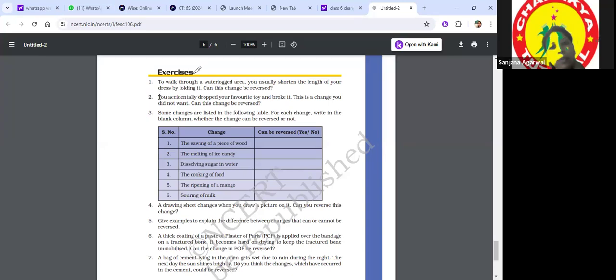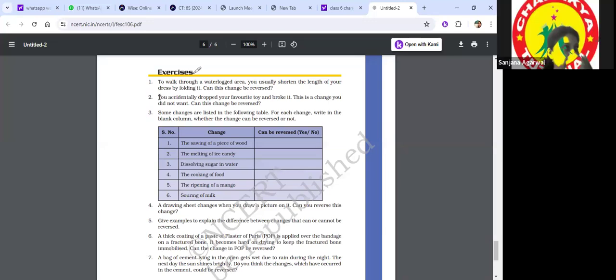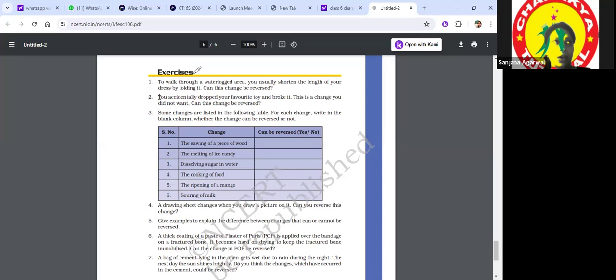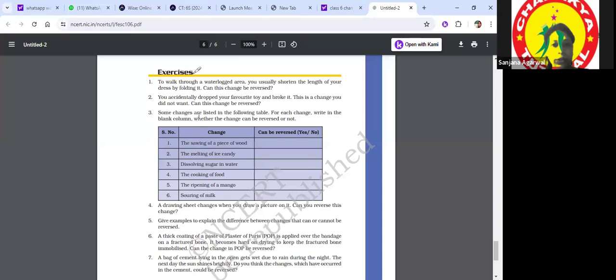You accidentally dropped your favorite toy and broke it. This is a change you did not want. Can this change be reversed? Ma'am, it depends. Ma'am, it can be repaired. How? I'm fixing it. But it will not appear the same way it was earlier. So it cannot be reversed.